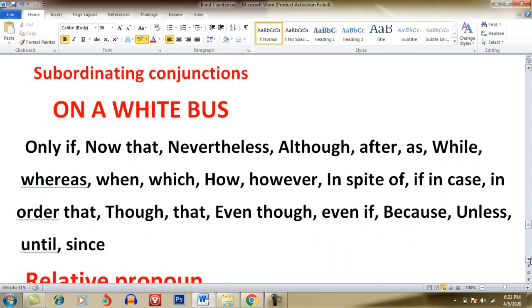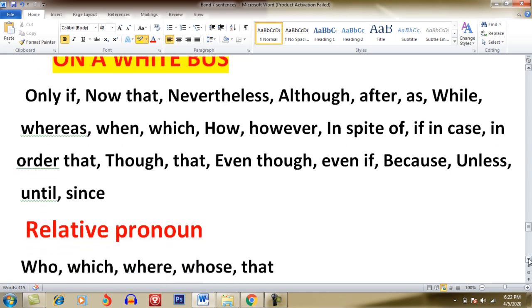Subordinating conjunctions. In order to learn subordinating conjunctions in a rewarding way, as I have mentioned earlier that you should learn FANBOYS, here I'll suggest you learn this word: "WABOBIS". If you learn this, you will be able to remember all subordinate conjunctions: O stands for only if, N stands for now that, nevertheless, A stands for although, after, as, W stands for while, whereas, when, which, how, however, in spite of, if, in case, in order that, though, even though, even if, because, unless, until, and since. These were the possible subordinate conjunctions you can start your sentence with. You can also start your complex sentence with the help of relative pronouns like who, which, where, whose, and that.